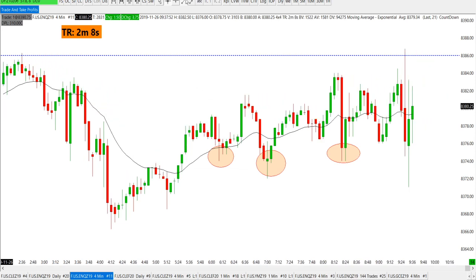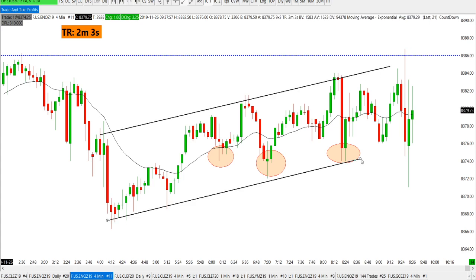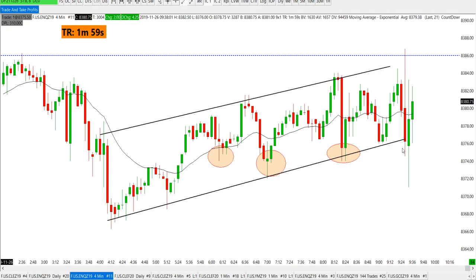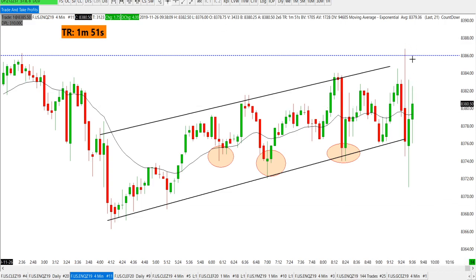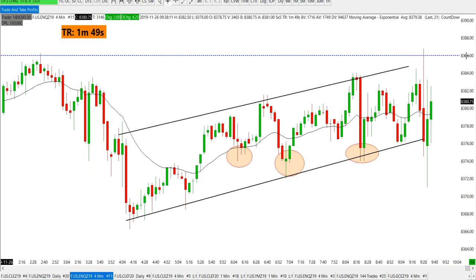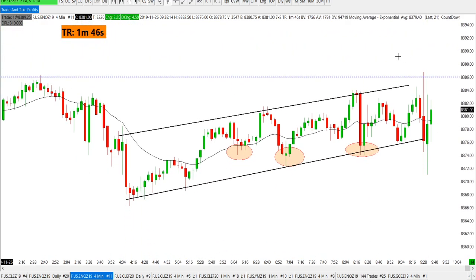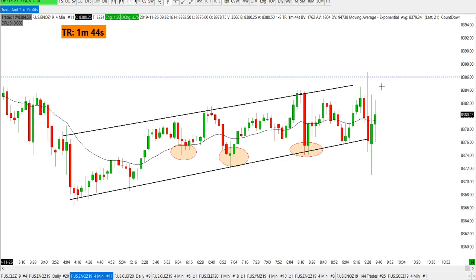If you look at the structure, let's look at the structure real quick. This is a big channel, right? We broke this channel, right? As soon as we broke it, guess what? We rejected the channel. So this tells me most likely we are going to continue to go back to the top. I wouldn't be surprised if the market goes back to the high. And if it goes back to the high, we probably have a nice little bounce, probably a little high. So it probably looks something like this.